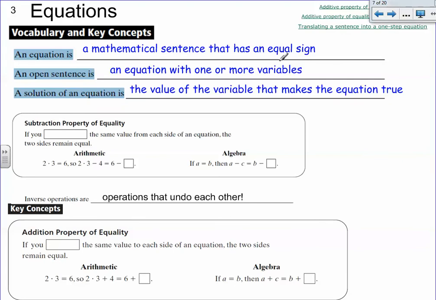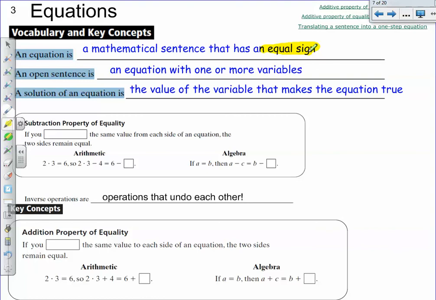So the first thing we're going to look at are some vocabulary and key concept ideas. The first thing we need to know is what is an equation. Up to now we've been working with some expressions. An equation has an equal sign. I'm trying to make the left and the right hand side of my equal sign be equal.